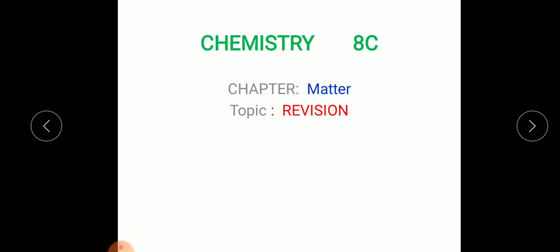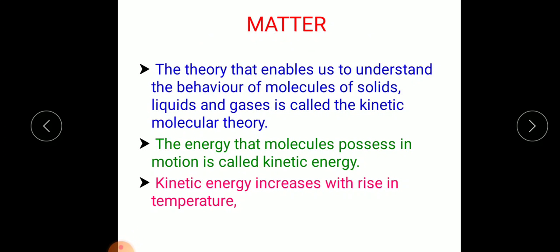Matter. As we know, when the term matter comes, it is defined as anything which occupies space and has some mass or weight. And matter exists in three states: solid, liquid, and gas. Now, there are a few important points that we need to remember in this chapter.